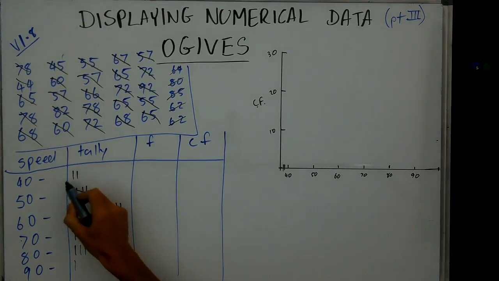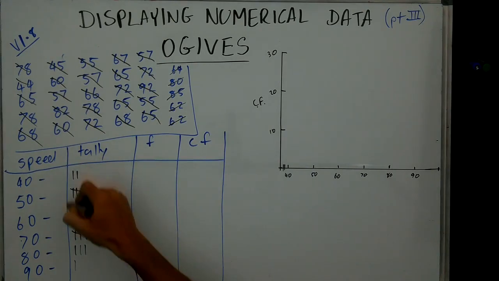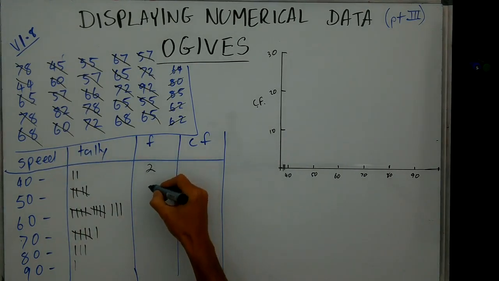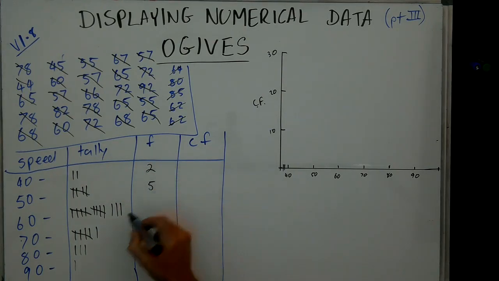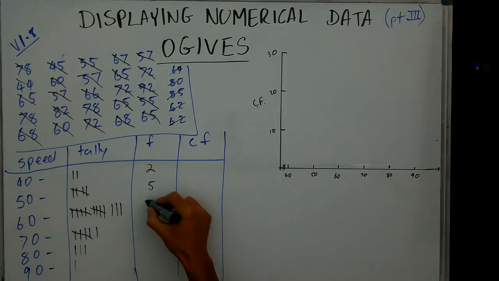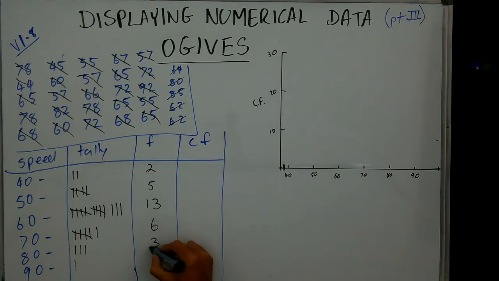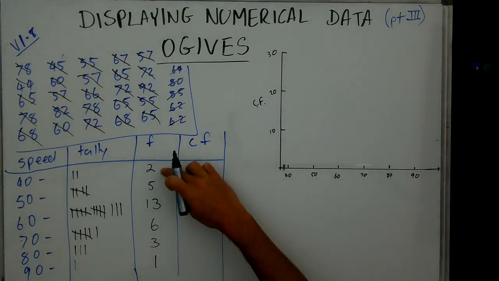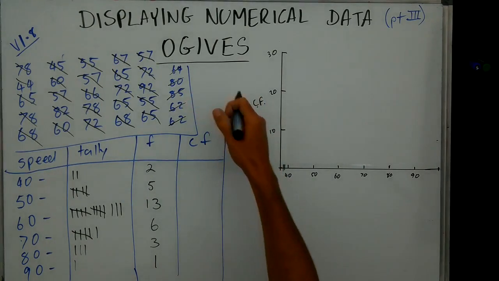So now I'm just going to convert our tally marks into numbers for the frequency. 2, 5, 5, 10, 13, 6, 3, 1. So that's the amount of scores in each group.